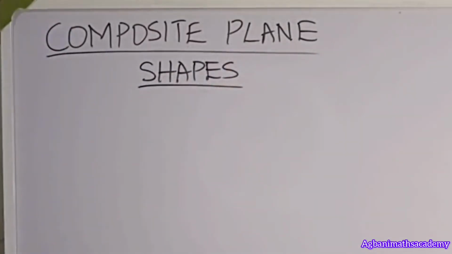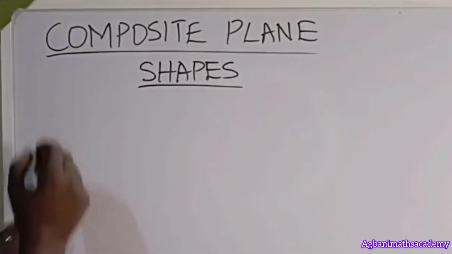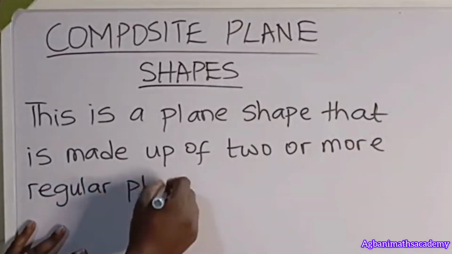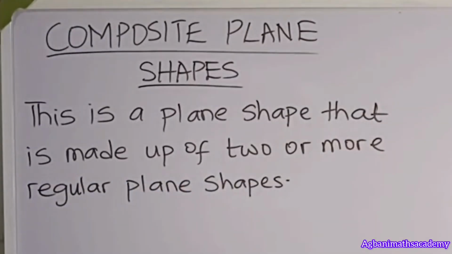So the first thing we need to know is, what are composite plane shapes? A composite plane shape, or 2D shape, is a plane shape that is made up of two or more regular plane shapes. Let's write that down. What are the regular plane shapes? Rectangle, square, circle, trapezoid, all those shapes are regular plane shapes. But there are some shapes that are not among those regular plane shapes.